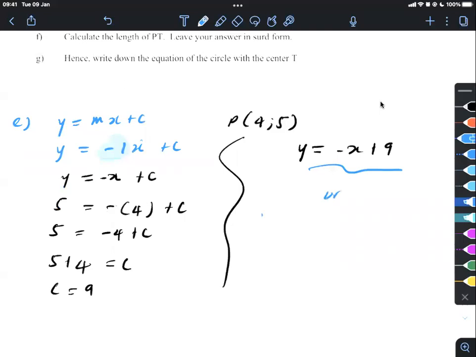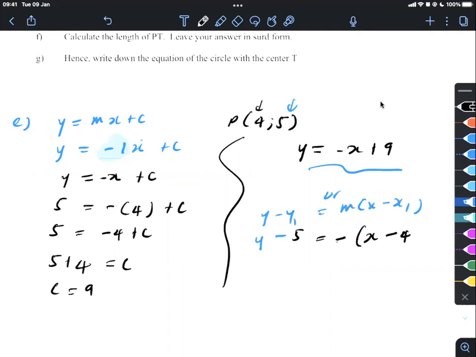Remember, again, your y minus y1 equals m into x minus x1 should also work, meaning y minus y1, where y1 is this point right here, which is 5, and then equals the gradient, which is what we had, a minus, and then x minus x1, the x1 should be the 4.